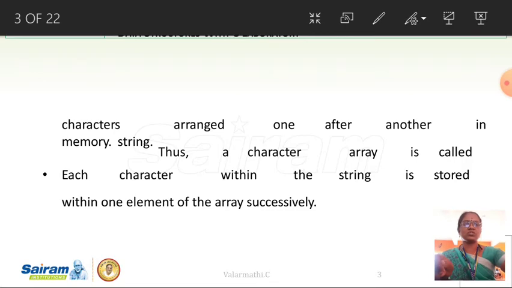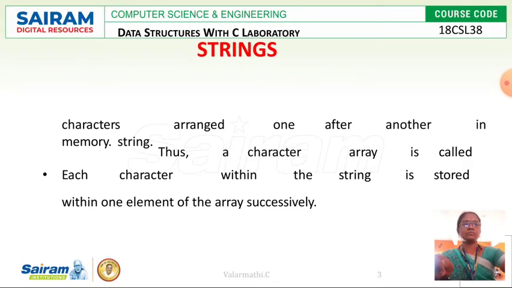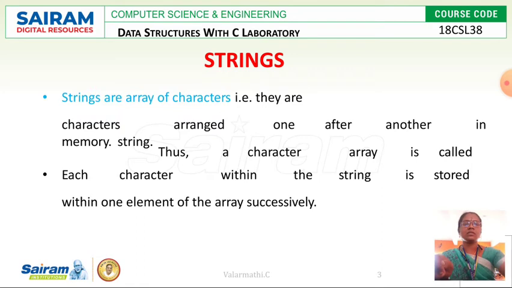What is meant by string here? We know the meaning of string. A string is nothing but an array of characters. They are characters arranged one after another in memory. Thus the character array is called a string. Each character within the string is stored as one element of the array successively.